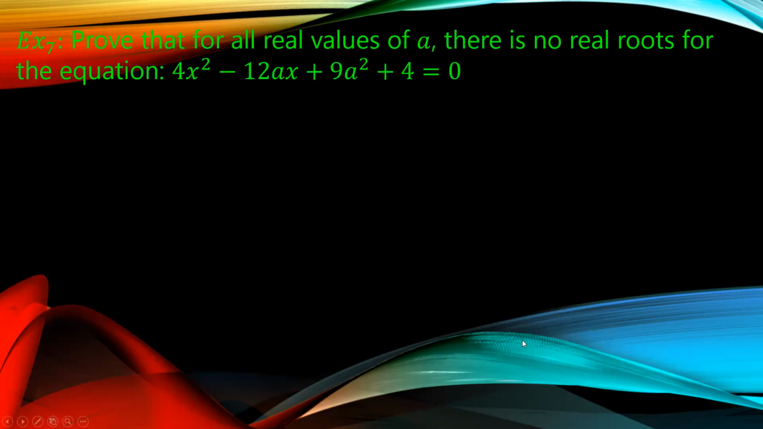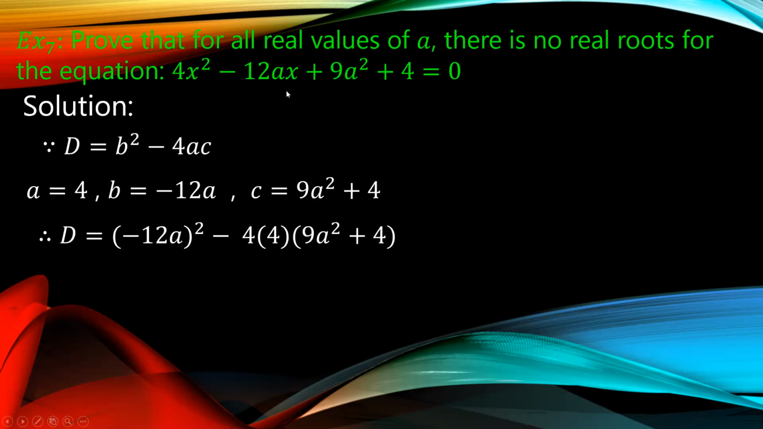Example 7: prove that for all real values of a, there is no real root for the equation x^2 - 12ax + 9a^2 + 4 = 0. To prove there is no real root for all real values of a, we use the discriminant b^2 - 4ac, where a equals 1, b is the coefficient of x, -12a, and c is the absolute term, 9a^2 + 4.